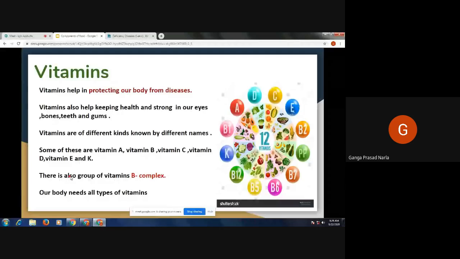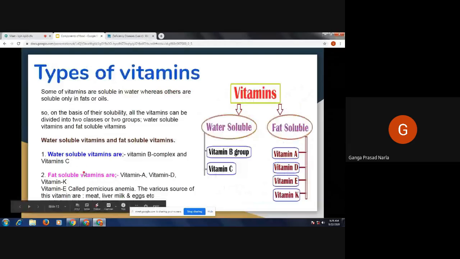Vitamins are of two types, right? In the last class we discussed. So what are those two types? Some vitamins are soluble in water and some vitamins are soluble in oil. Oils are nothing but fats. Soluble means to dissolve.